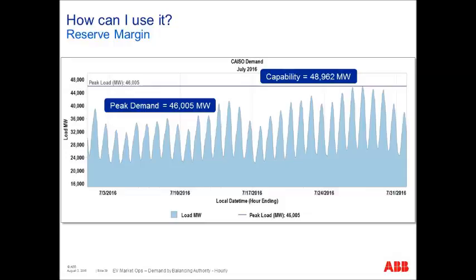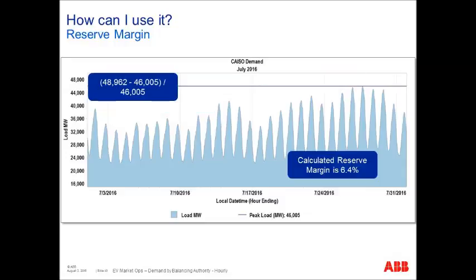The peak demand for the month of July during that time was 46,000 megawatts. We calculated out, and what we see is that CAISO has a pretty low reserve margin, 6.4%. That means they've only got 6% of excess capacity on their system when they're at that peak load. They're getting to that point where it could be critical. It could have some issues associated with it.